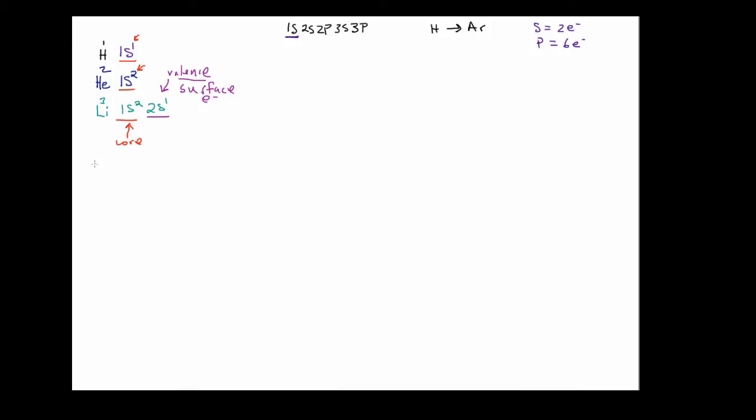All right, the next element to the right is going to be beryllium. 4. So its configuration is going to be 1s2, 2s2. I'm going to underline the valence in red. Here's my valence. All right, here's my core.